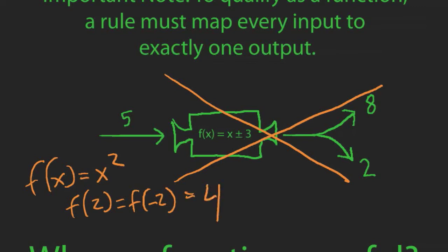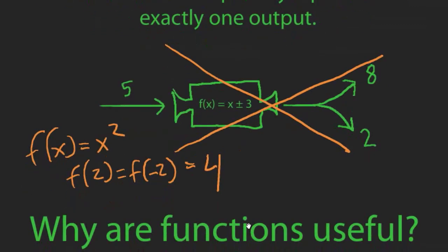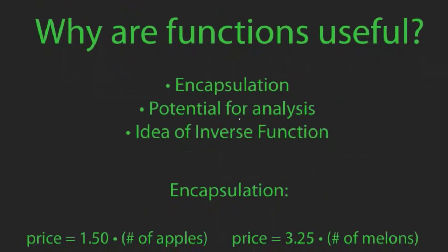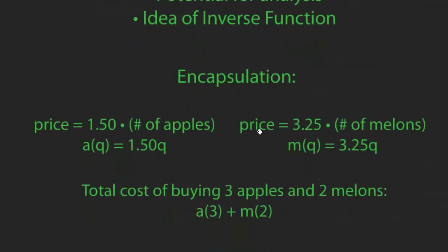The point is the function still has a meaning. It still says, I'm going to take your input and square it, so it's okay that two inputs can square to the same output. So why are functions useful? I've listed 3 reasons here: encapsulation, potential for analysis, and the idea of an inverse function. So let's look at encapsulation.